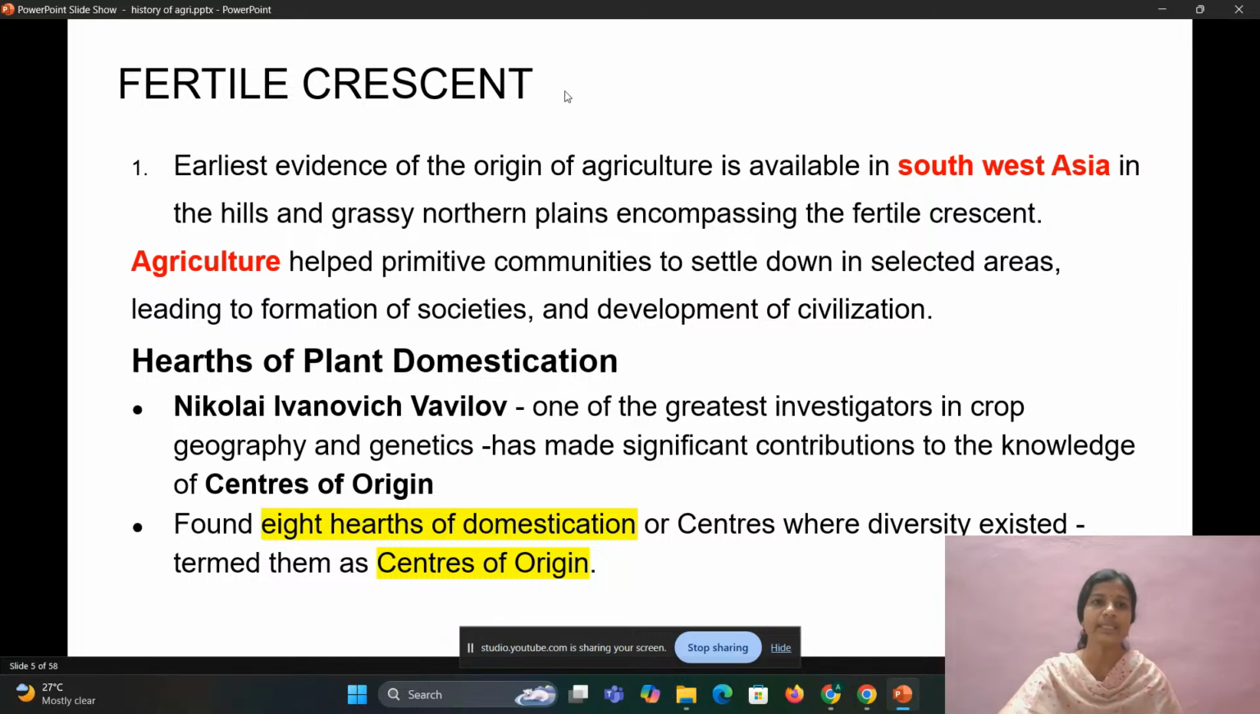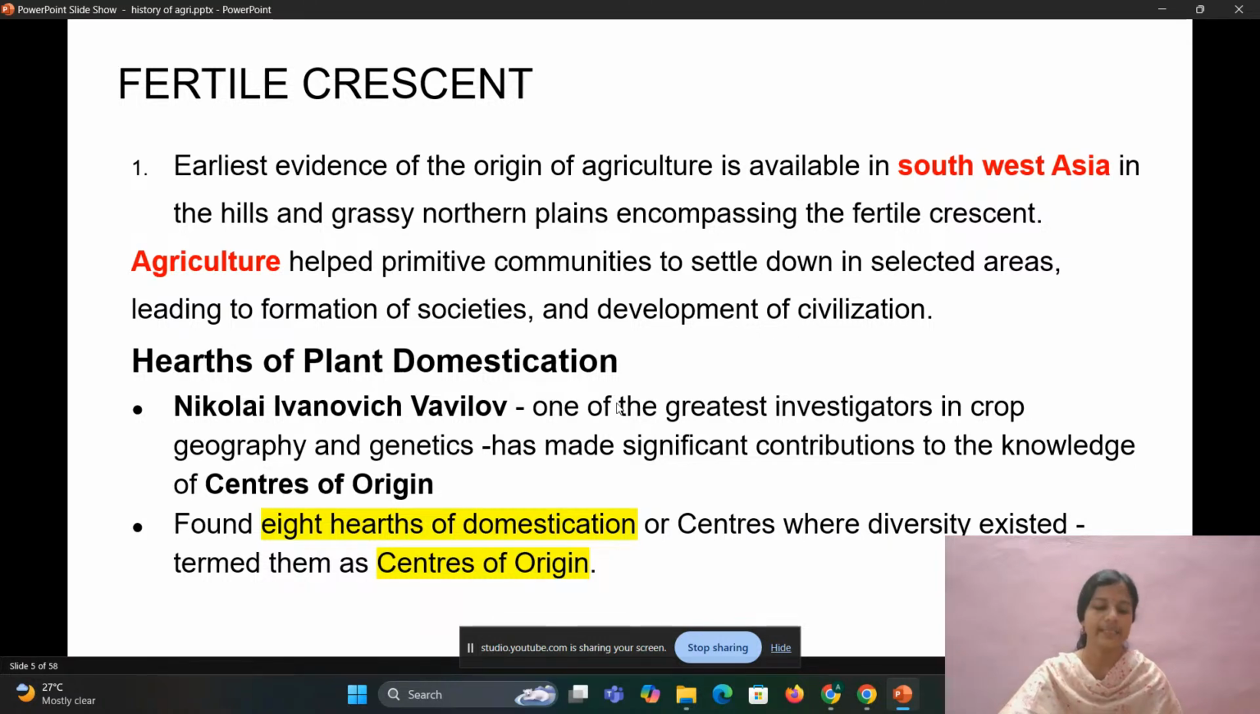Then coming to the term Fertile Crescent. It is believed that agriculture originated in the regions around Southwest Asia, or Southwest Asia is otherwise termed the Fertile Crescent. It is the place where agriculture first originated. And this agriculture helped primitive communities to settle down in various places, and this finally led to the formation of societies, and later on to the development of various civilizations, as we know about the Harappan civilization, Mohenjo-daro civilization, Mesopotamian civilization, etc.